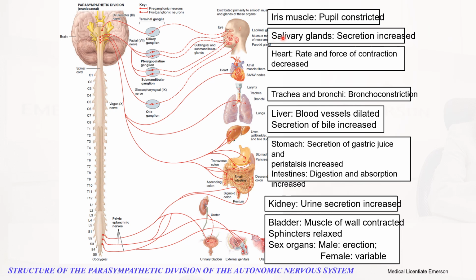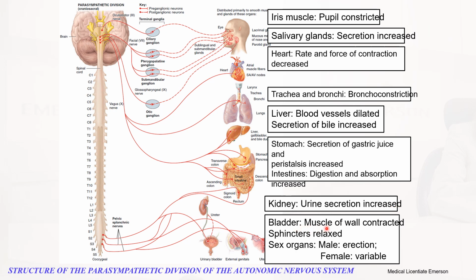So in short, what happens is actually just the opposite of the sympathetic. So the iris muscle, of course, the pupils will be constricted. Then salivary glands, the secretions will be increased. Then the heart, the rate and the force of contraction is decreased. Then in the trachea and bronchi, there's bronchoconstriction. Then in the liver, the blood vessels are dilated and the secretion of bile is going to be increased. Then in the stomach, there is going to be secretion of gastric juice and peristalsis will be increased. Then in the intestines, digestion and absorption is increased. Then in the kidneys, urine secretion is increased.